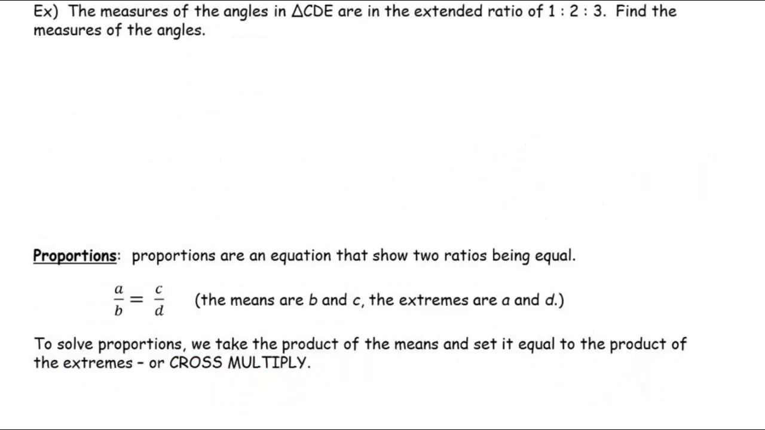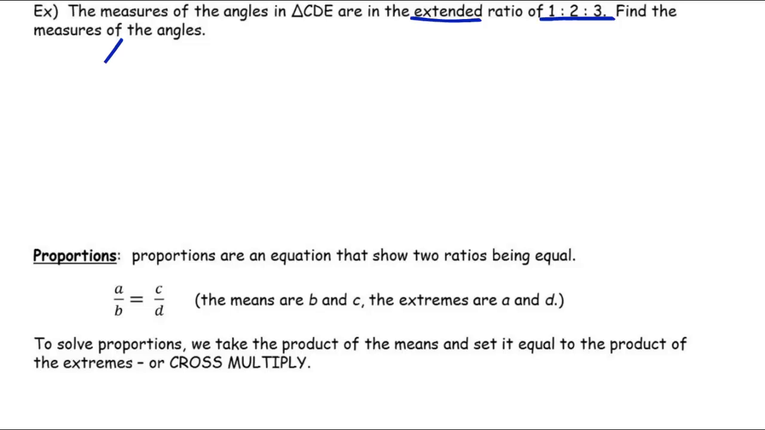Okay? Okay, let's try another one of those, but with a triangle this time. Now, triangles have 3 angles, so we're going to be looking at an extended ratio. So that means more than just 2 that I'm comparing to. I'm comparing 3, all 3 angles. And the extended ratio is going to be 1 to 2 to 3. That's the extended ratio. So we're going to find the measures of the angles.